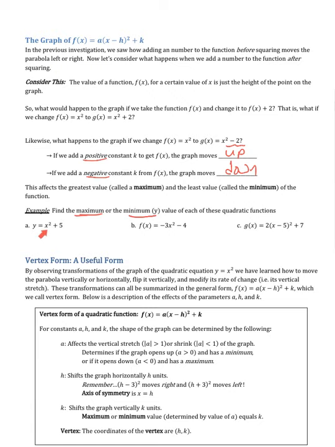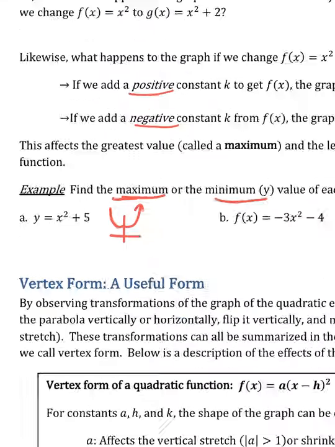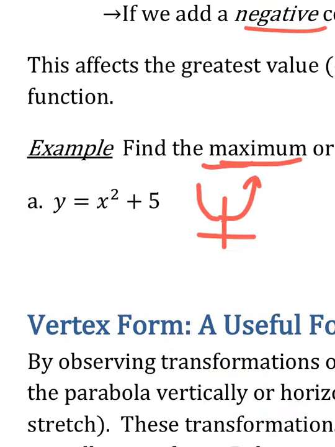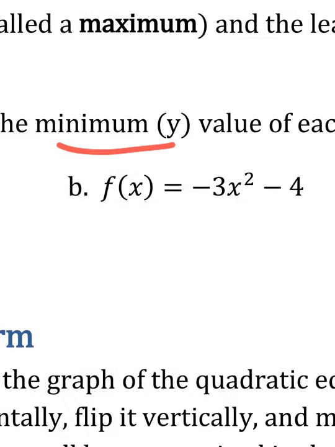Well, let's look at this one. This graph is opening up, and the plus 5 is going to make it move up 5. All right, so it's moved up to 5 here. So this is a minimum value. We say that this function has a lowest point, or a minimum, of 5. So that's the lowest point, or the minimum is 5, we could say.